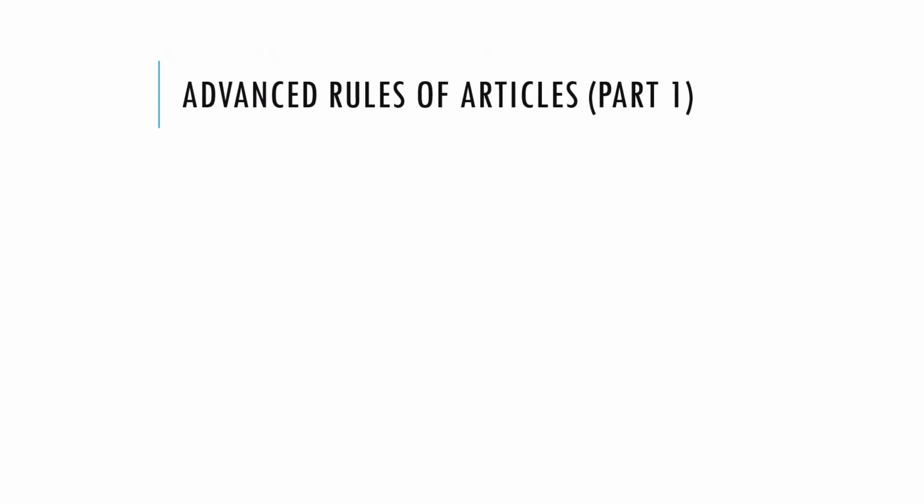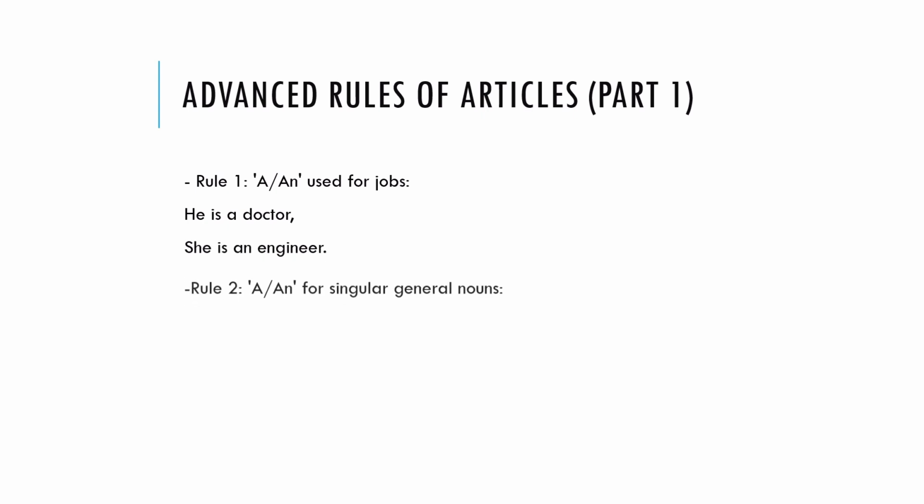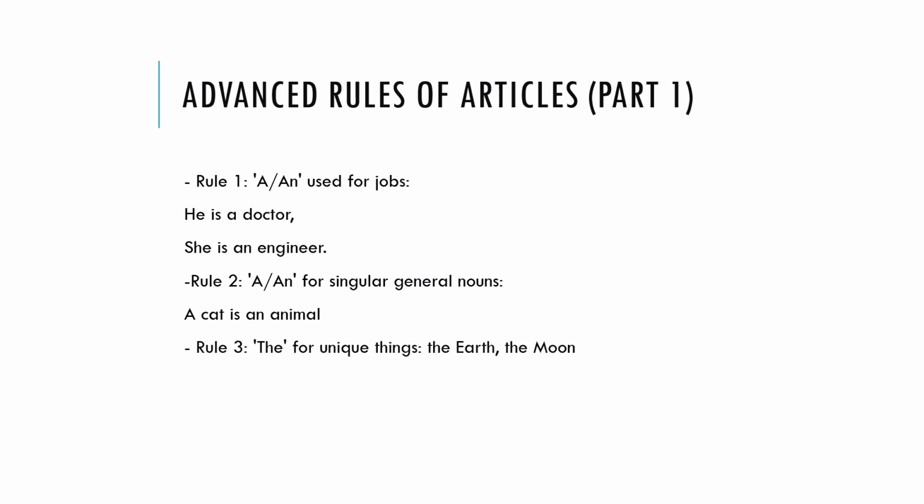Now let's discuss some advanced rules. Rule number 1, use a or an for professions and jobs. For example, he is a doctor, she is an engineer. Rule number 2, a or an for singular nouns representing a class. For example, a cat is an animal. This means all cats generally. Rule number 3, use the for unique things. For example, the earth, the moon, the sun. Rule number 4, use the when the noun has already been mentioned. For example, I saw a dog. The dog was barking.